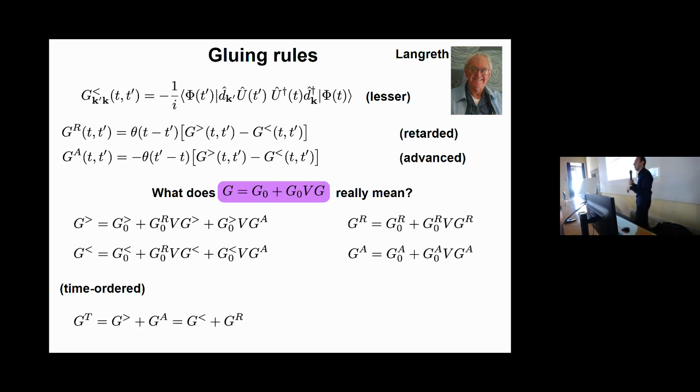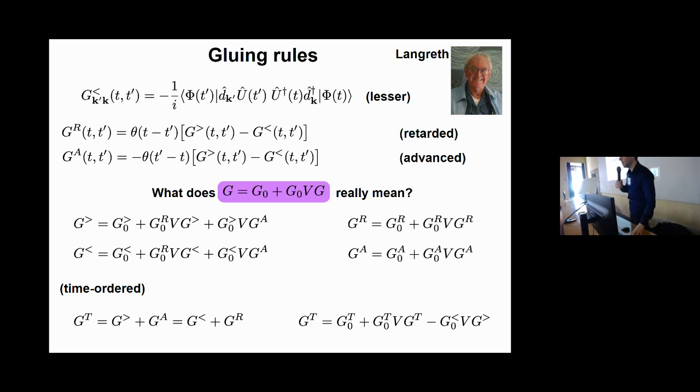And what about the most familiar Green's function, the one that 90% of the books tell us about, the time ordered Green's function, the most famous one? Well, the time ordered Green's function is obtained by taking this combination, greater plus advanced, or lesser plus retarded. And if you use these rules, what you actually find is not just time ordered v time ordered, but an extra term, this term.